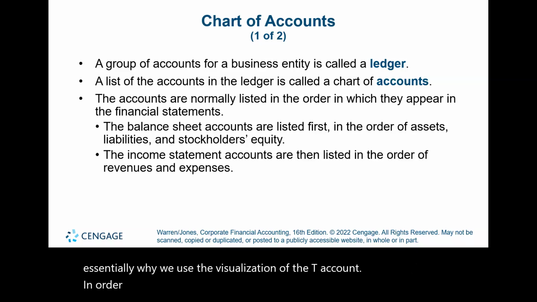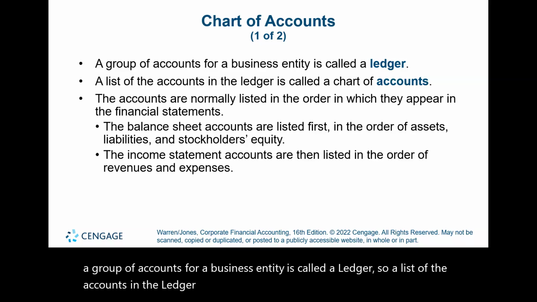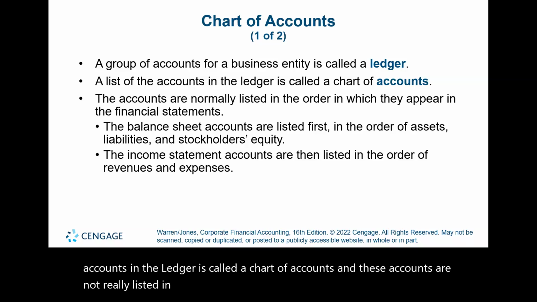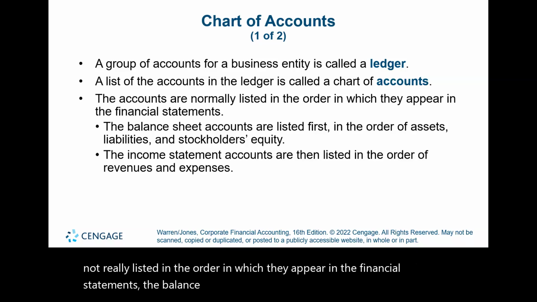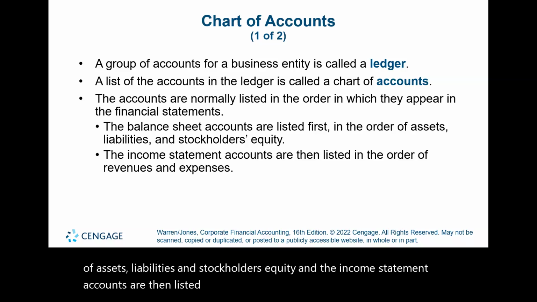For this very reason, that's essentially why we use the visualization of the T account in order to explain transactions. So next we have this chart of accounts, and a group of accounts for a business entity is called a ledger. A list of the accounts in the ledger is called the chart of accounts. These accounts are normally listed in the order in which they appear in the financial statements. The balance sheet accounts are always listed first in the order of assets, liabilities, and stockholders' equity. And the income statement accounts are then listed in the order of revenue and expenses.